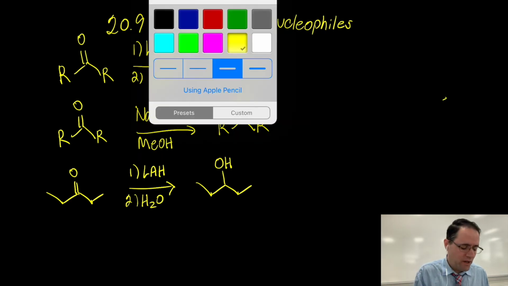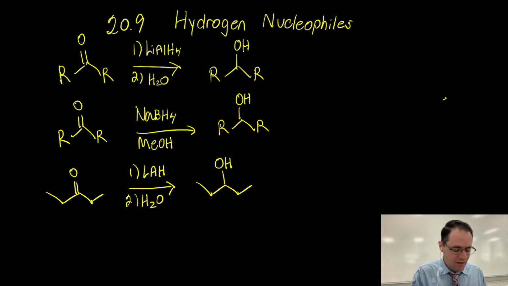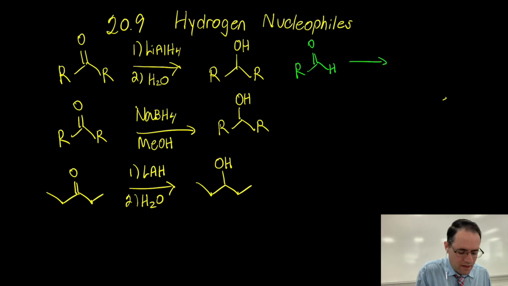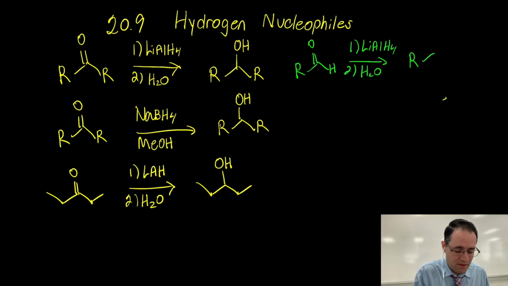Aldehydes work in the same way. So, for example, if we have an aldehyde and we treat this with lithium aluminum hydride, and then in step 2 add water, we can form a primary alcohol. Now it looks kind of weird how it's drawn because we're not writing in this hydrogen that's attached to this carbon right here in this product, but that's a CH2 group, right?